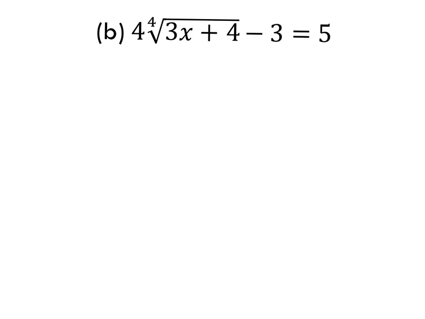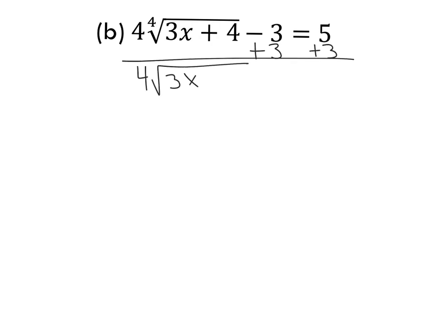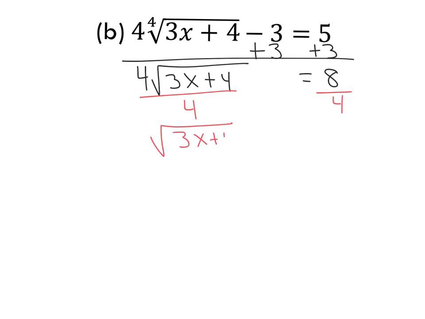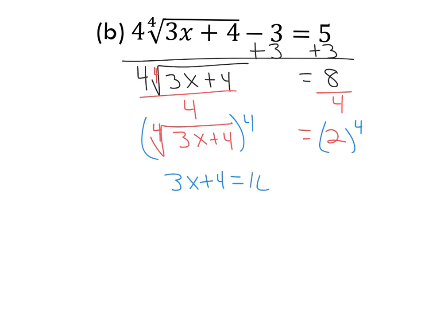Finally, we have letter B. Notice you're going to add 3 to both sides. And then what you'll do next is you'll divide by 4. So the fourth root of 3x plus 4 equals 2. Oh, fourth root, sorry, my bad. Now you'll fourth power both sides because we want to undo that radical. So 3x plus 4 equals 16.